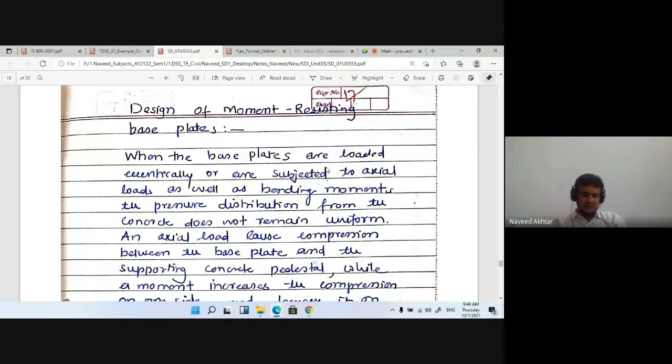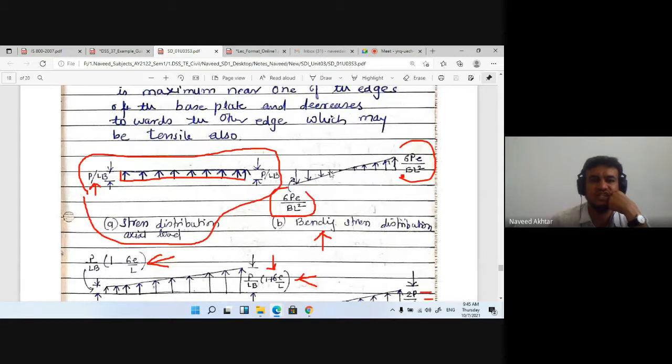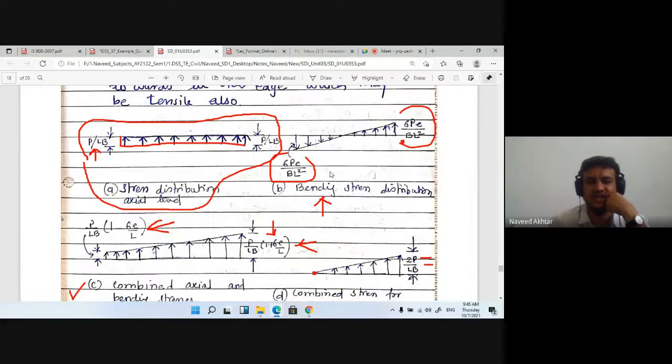Why is a moment resisting base plate required? If there is eccentricity in the loading and there is moment on your base plate, it causes non-uniform compression due to the moment. That's why at that time you need the moment resisting base plate. You can see that on one side the compression is greater and on the other side it is less. It is not uniform.